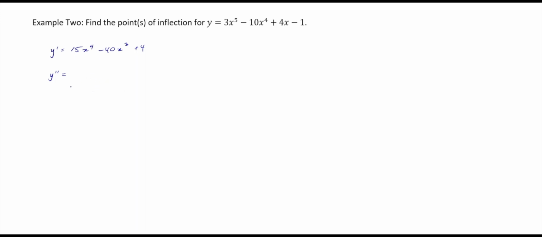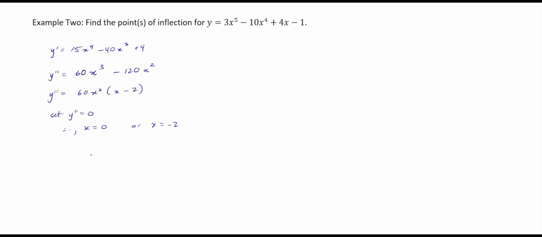Well, I can find it and factor it, right? Because I would get 60x cubed minus 120x squared. And I can factor it, and I would get 60x squared times (x minus 2). Okay, and then I'm going to find my values of x that make my second derivative equal to 0. So I'm going to set my second derivative equal to 0. So therefore, either x is equal to 0 or x is equal to 2.